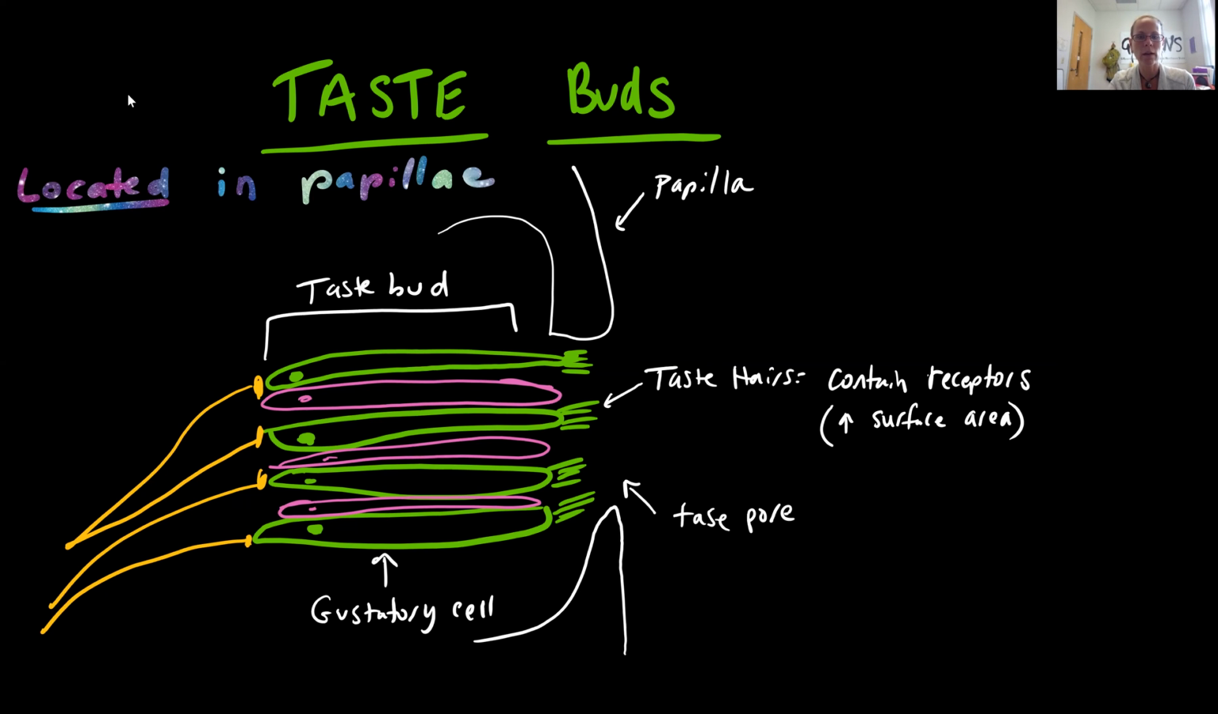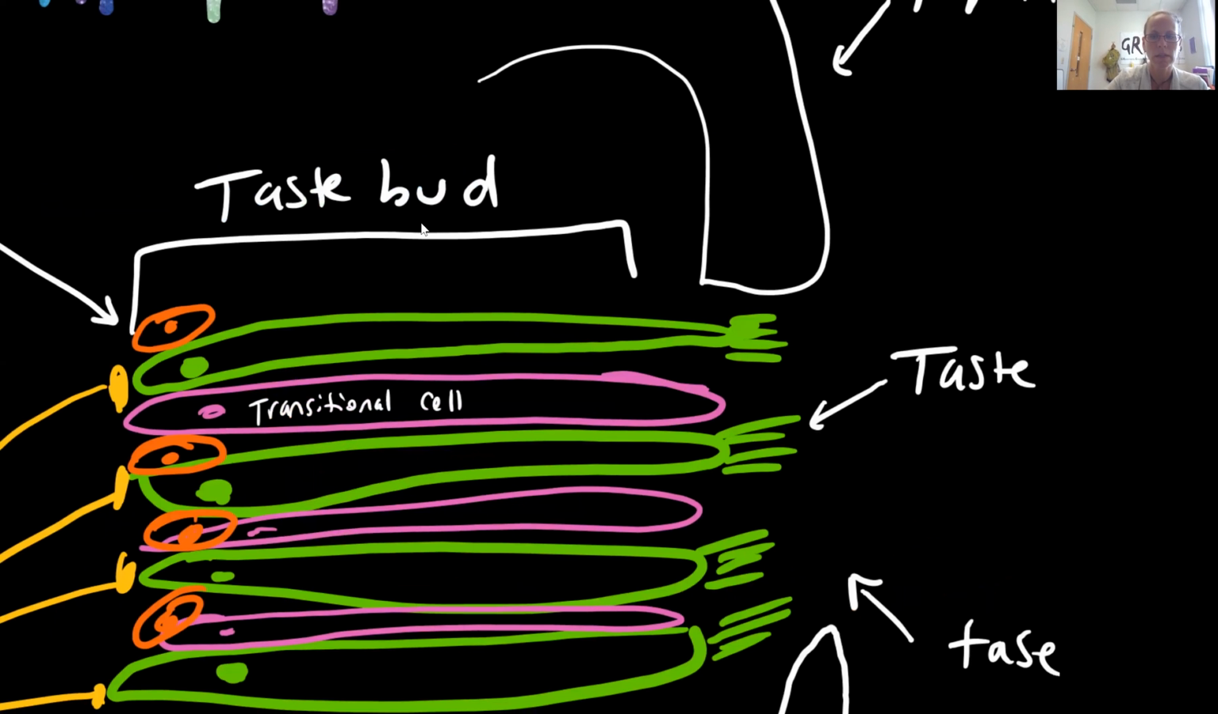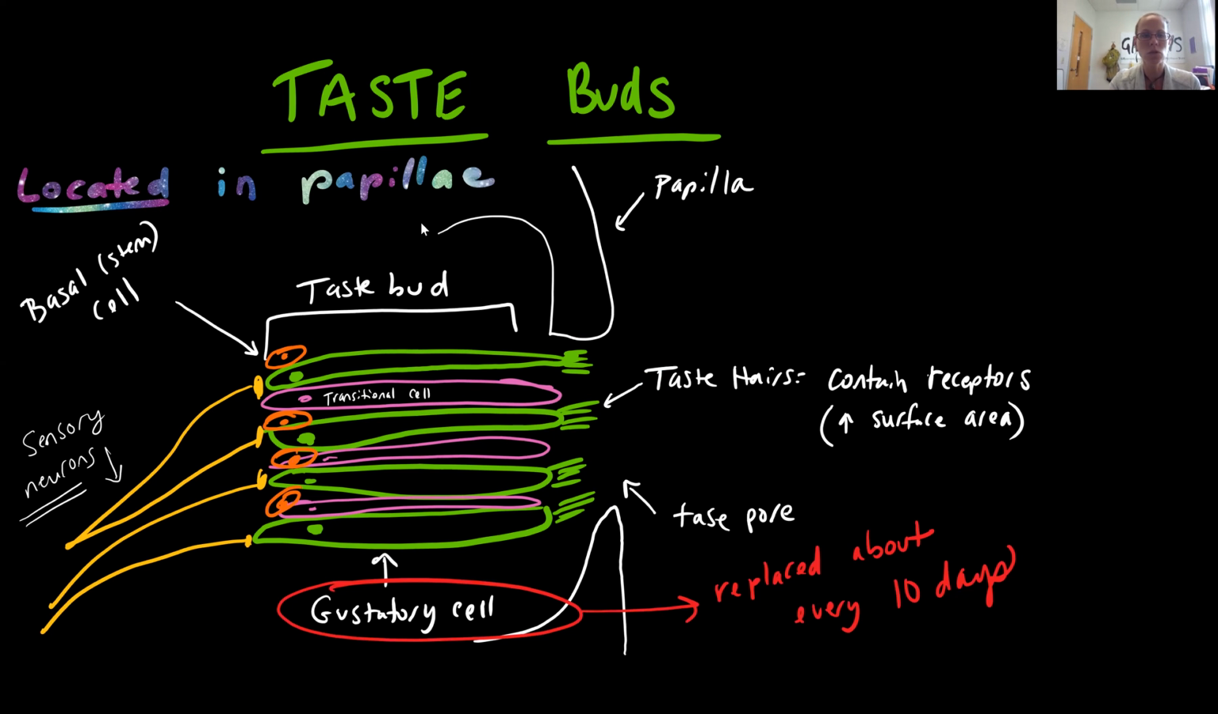Now notice you have kind of embedded in between your gustatory cells a purple cell, and it doesn't have those microvilli. The purple cells, let me go ahead and label those, are the transitional cells. So these are the cells that are immature. They're not quite ready to be our gustatory cells yet. Now the gustatory receptor cell is going to be replaced about every 10 days. So you have to constantly be making new cells to replace those old worn out gustatory cells.